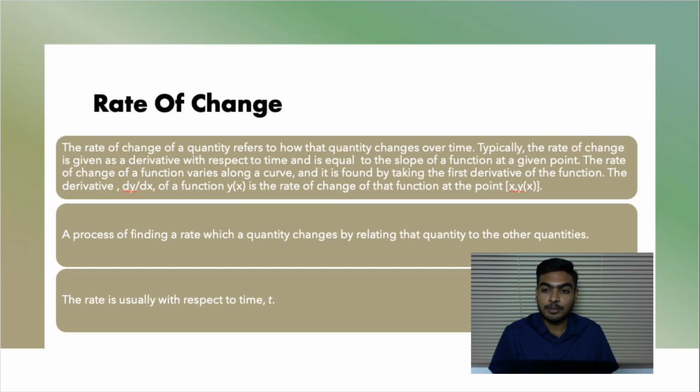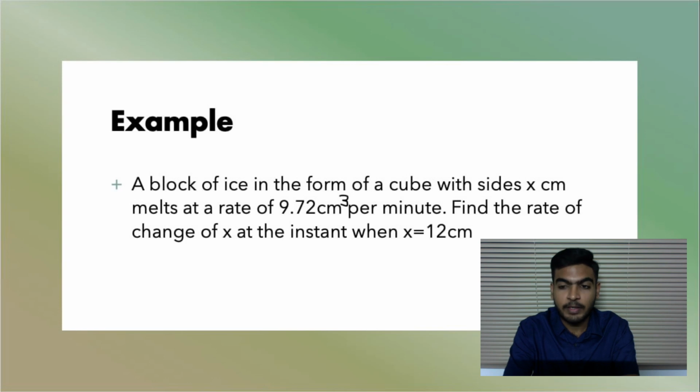To make it more simple to understand, rate of change is a process of finding a rate at which a quantity changes by relating the quantity to other quantities. The rate is usually with respect to time and the symbol of time is t. Okay, now let us move to the example or question.